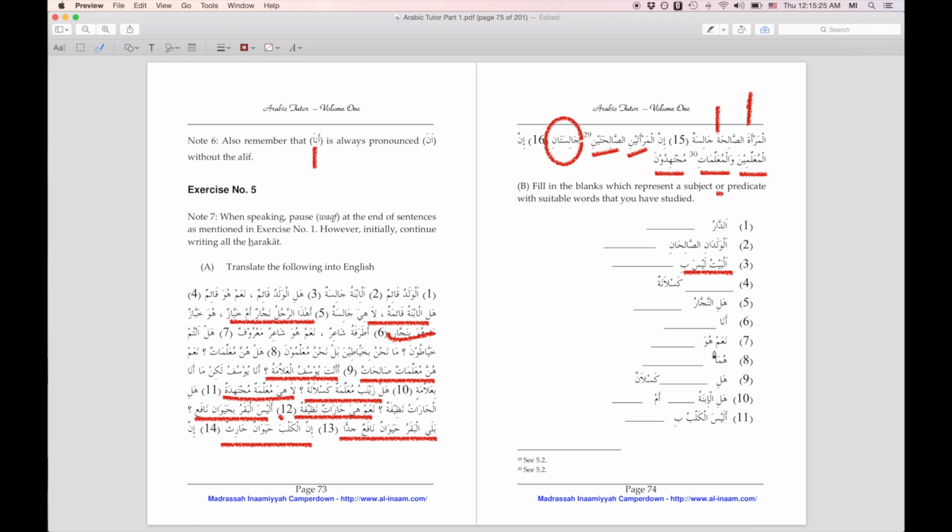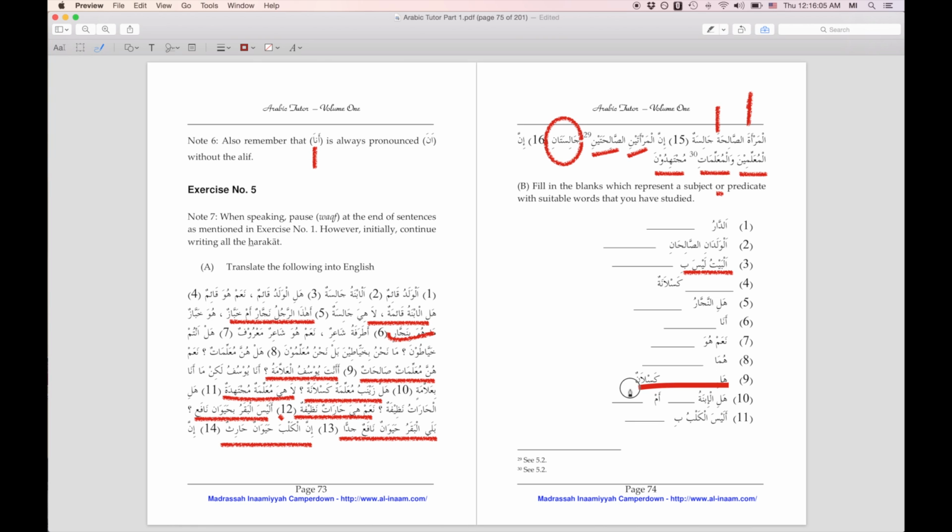Na'am, yes, huwa siddiqun, or huwa whatever, ahmadu, and any name. Or huwa salihun, na'am, he is pious. Huwa rajulun salihun, yes, he is a pious man. Huma imra'atani salihatani, they are two pious women, salihatani.